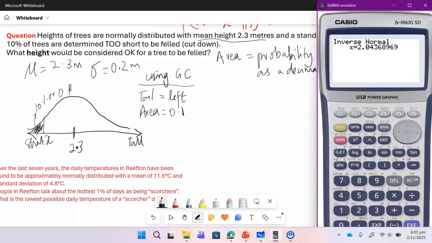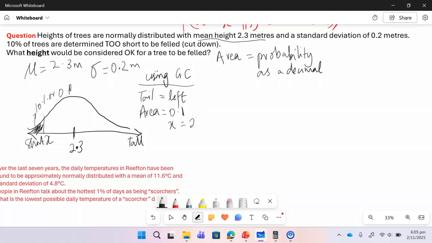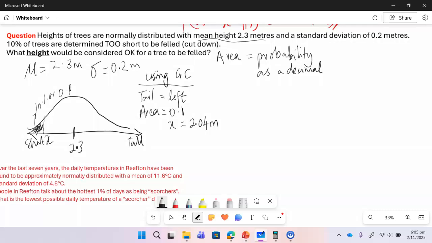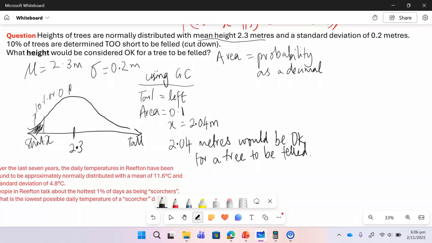That's your answer. So if they're saying x is 2.04 meters, you're gonna write that as a sentence because it's likely that these questions are going to be merit questions. Rounding in this context is important because we're looking at the height of a tree. So you could say something like 2.04 meters would be considered okay for a tree to be felled or cut down. Nice.